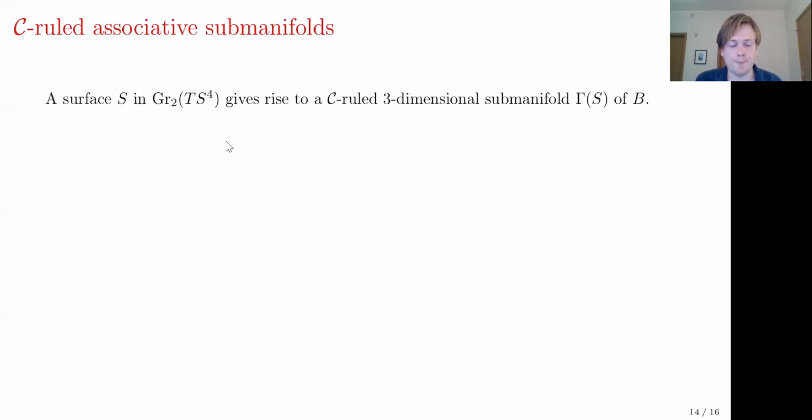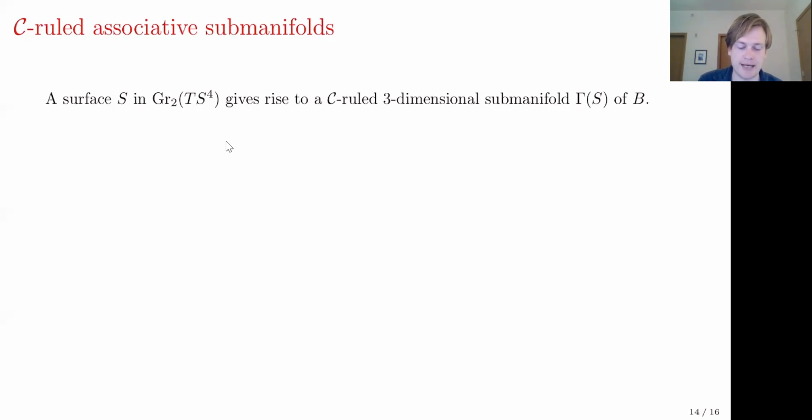Well, the way to do it is just to first say, in general, if I have a surface in the space of C curves, so a surface in Gr2 TS⁴, that's a two-parameter family of curves in B. So that two-parameter family of curves in B should give rise to a three-dimensional submanifold of B, because it's a two-parameter family of curves. 2 + 1 is 3. Should give you a three-dimensional object on the right-hand side. So we'll call that Γ(S), where S is the original surface.